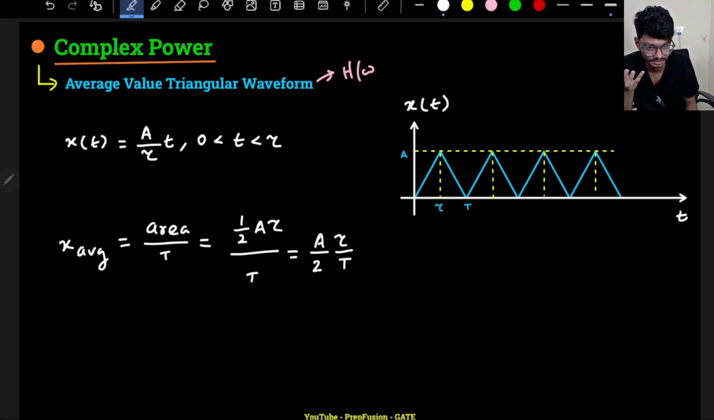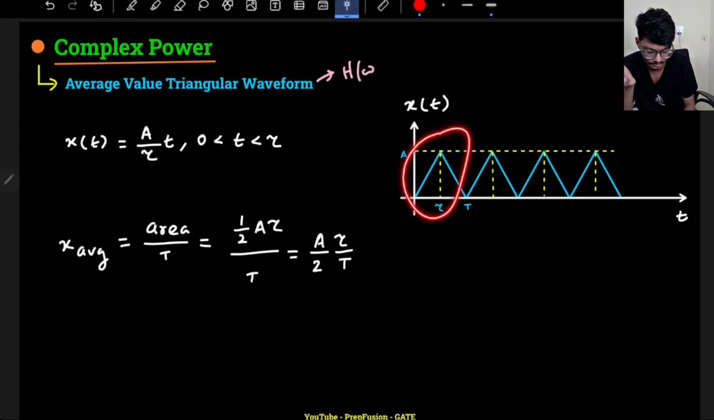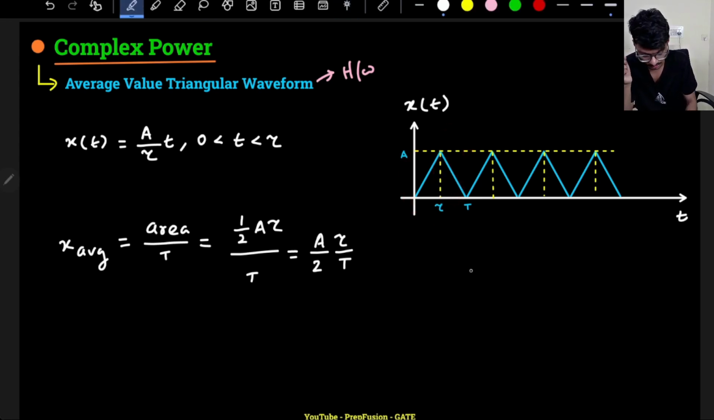If there is some relationship, generally if this triangle is symmetrical, that means its tau will be half of the whole time period, correct? Tau will be T by 2. So you can directly write this. If this relation is following, then I can directly write A into T by 2, ultimately T will get cancelled, it will be A by 4 only.